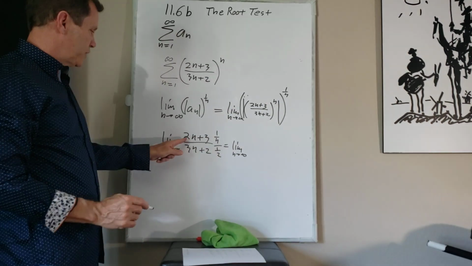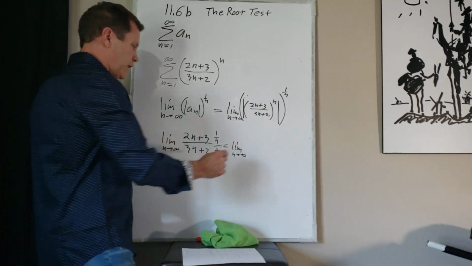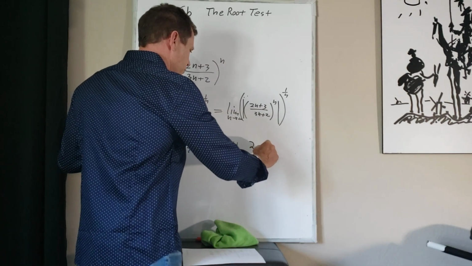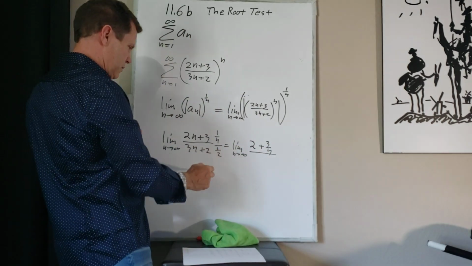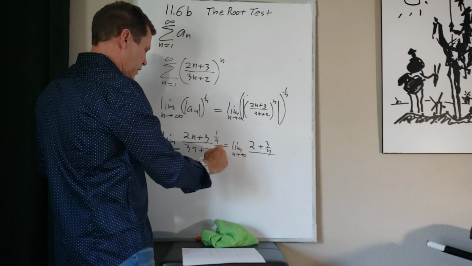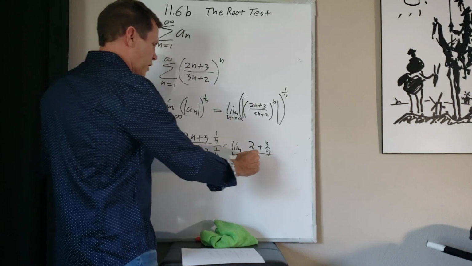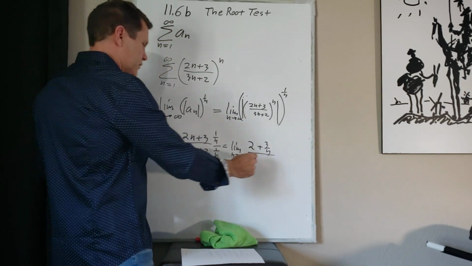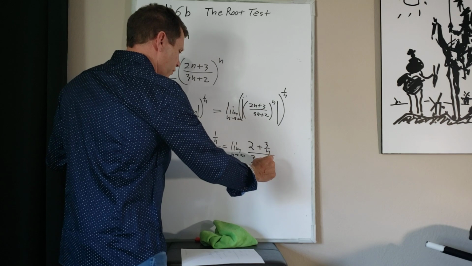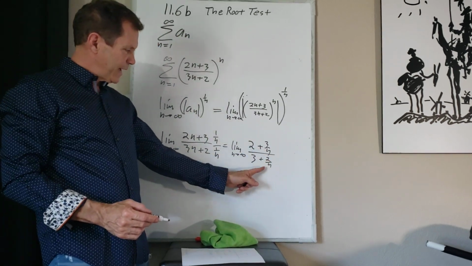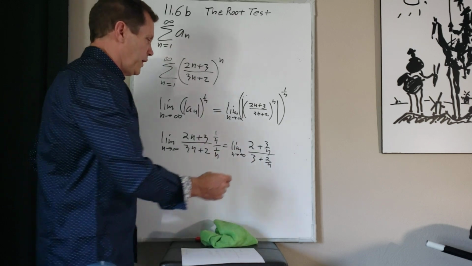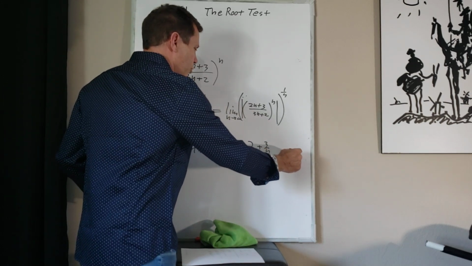When I do that, that's going to turn into a 2, and that's going to be a 3 over n. We get 2 plus 3 over n. That's an n. If I do that, I'm going to get a 3, and that's going to be plus 2 over n. Now as n goes to infinity, that guy's going to go to 0, that guy's going to go to 0, so the whole thing's going to end up being 2/3.